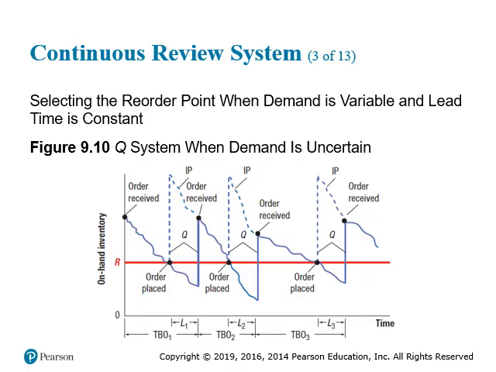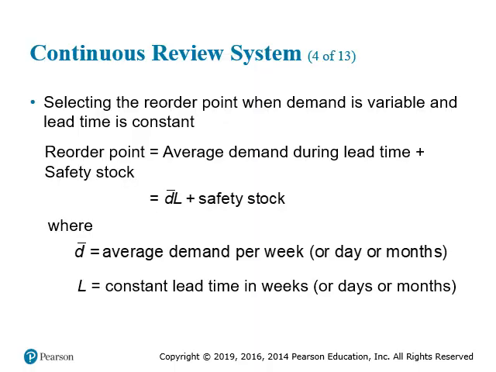But probably we want the reorder point to be more than 100, just in case we have heavier demand during the 4 days of lead time. So what we'll do is we'll add some safety stock. Just putting it to words: if demand is variable and lead time's constant, then our reorder point is what we expect to use during lead time plus some safety stock. So D bar times L plus safety stock.